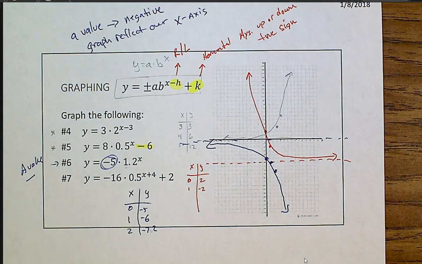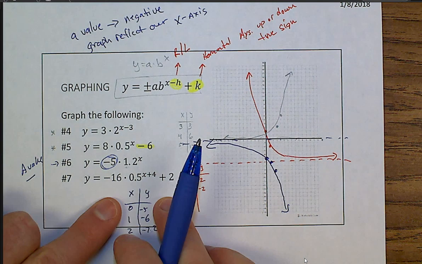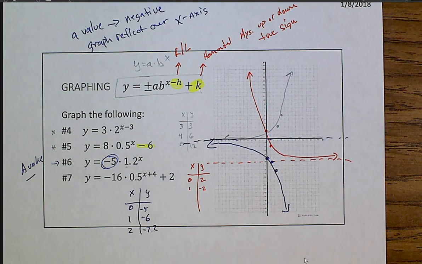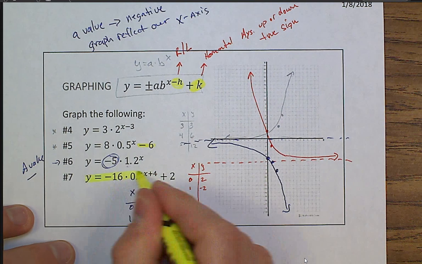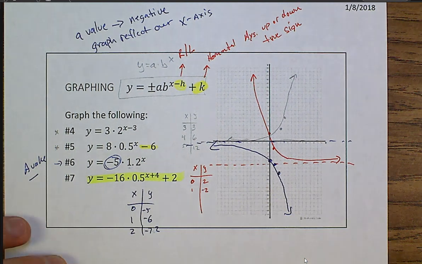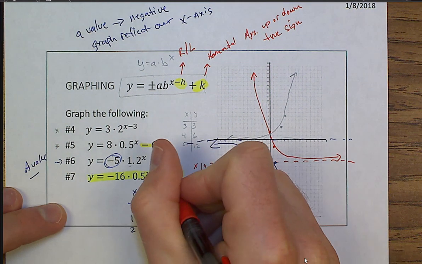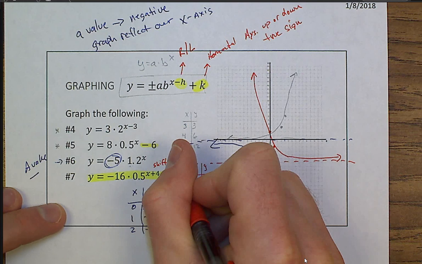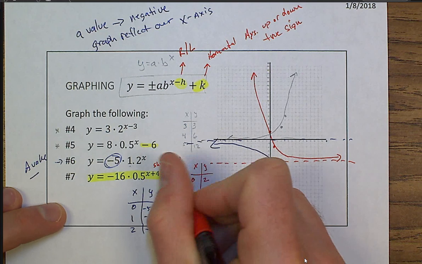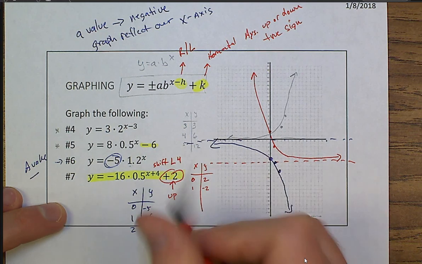Okay. On number 7, all I want to talk about is how it's going to shift for right now. We can go over number 7 in class if we want to. Just remind me tomorrow. But what are the shifts? This plus 4 is going to shift the graph to the left 4 units. This plus 2 here is going to shift it up 2 units.